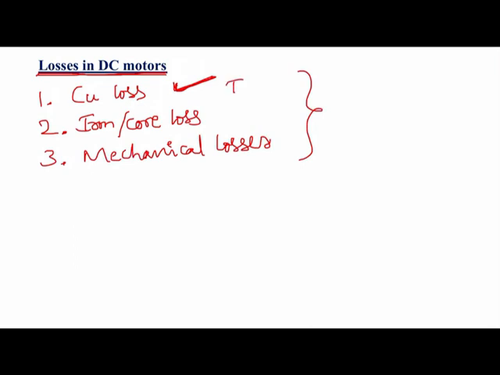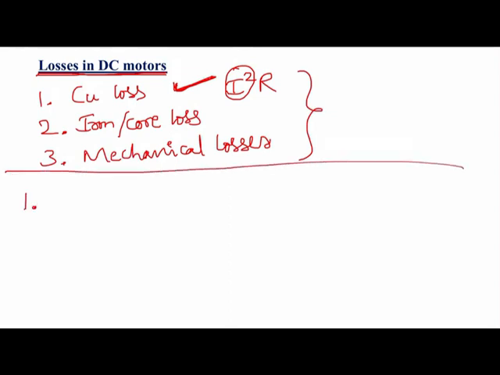Copper loss is also called I square R loss. It depends mainly on the current flowing through the conductor or the winding. In the DC motor, we have the armature conductors and the field conductors, that is, the armature winding and the field winding. So there will be loss in the armature winding as well as the field winding. Consider a DC motor, either a shunt motor or a series motor. There will always be this armature copper loss.